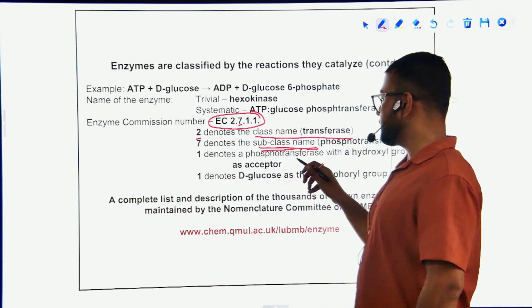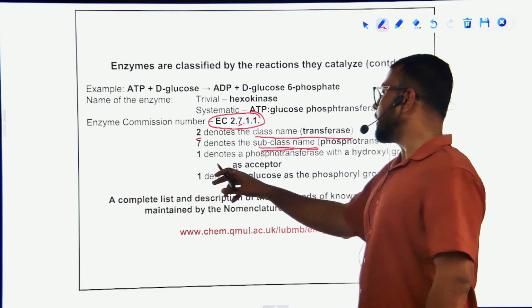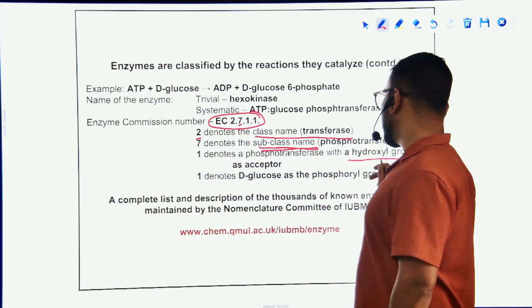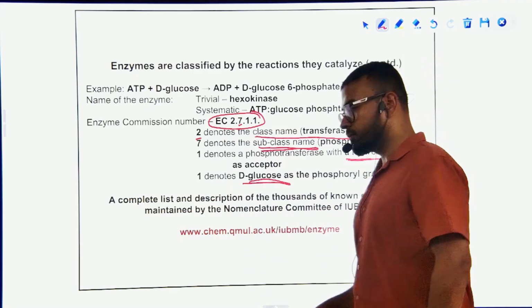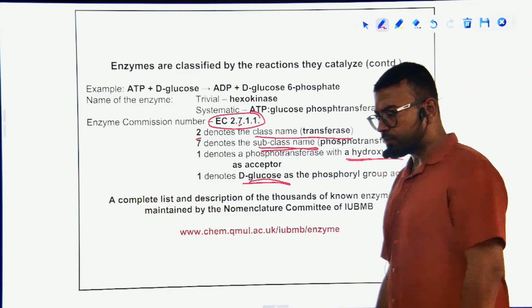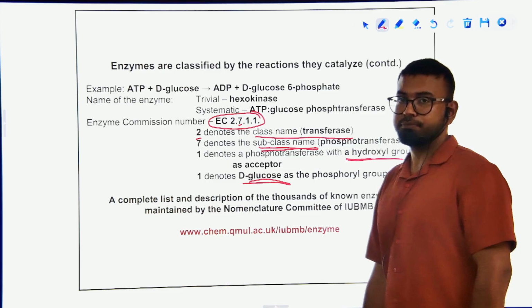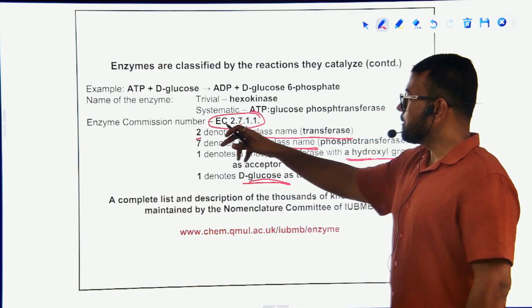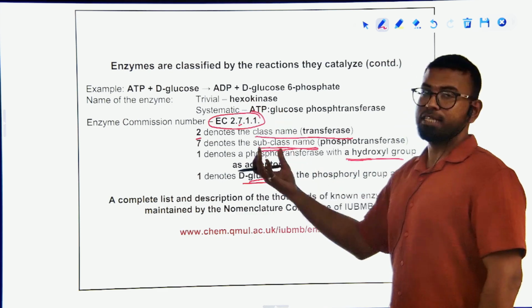7 is the subclass, which means whether it's a phosphotransferase or something. 1 denotes that a hydroxyl group is the acceptor, and the last 1 denotes D-glucose. So these are the things to know. I haven't seen this kind of question previously, but there might be a possibility where the enzyme commission number is provided and they ask you what stands for what.